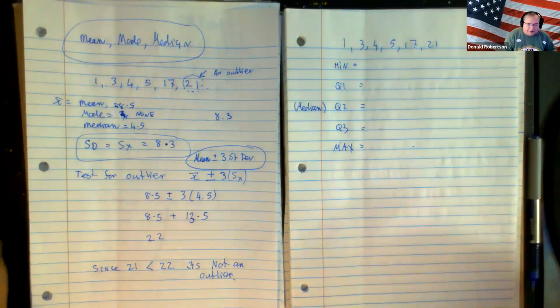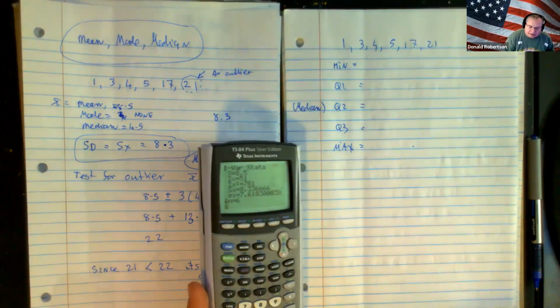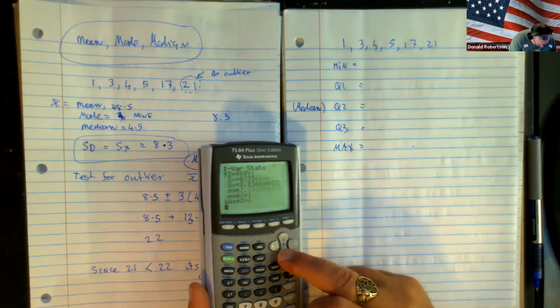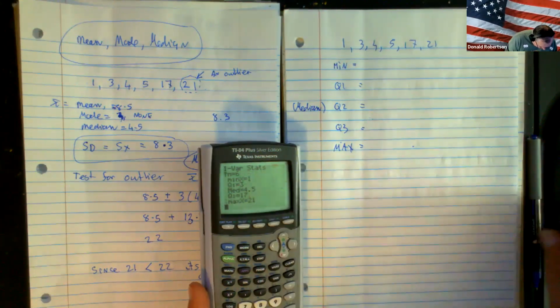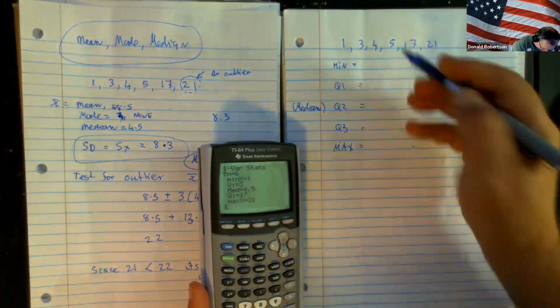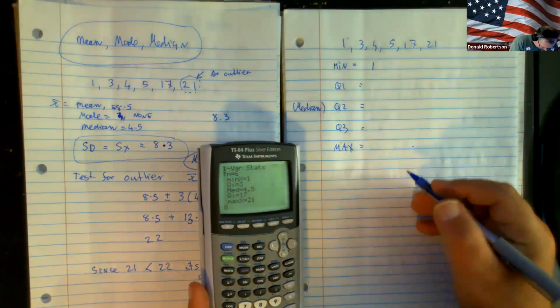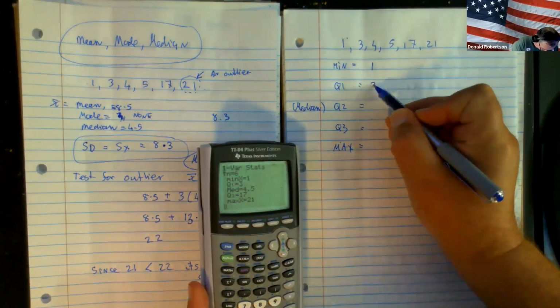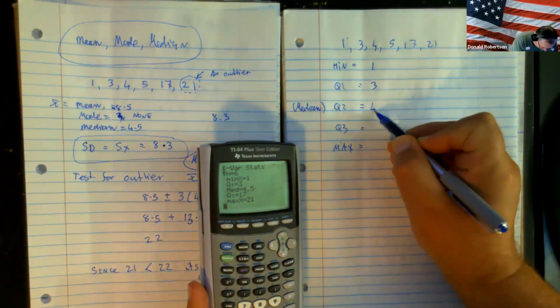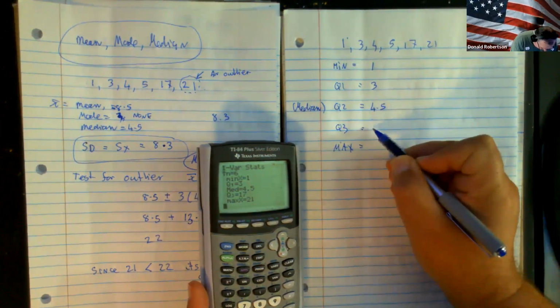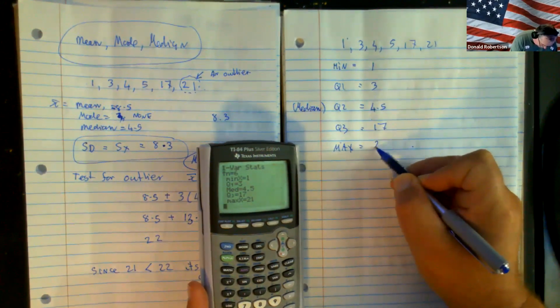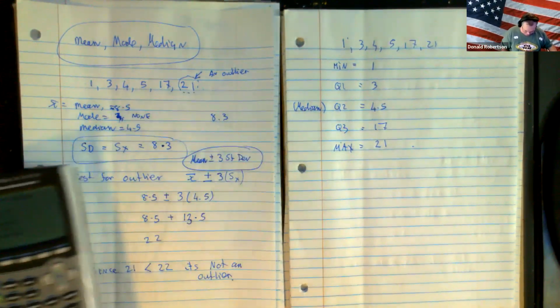Now, all of that is also in here. So you just need to look at where it is. The minimum is 1. Well, it's pretty obvious, Q1 is 3. The median we already got is 4.5. This guy is 17 and the maximum is 21.